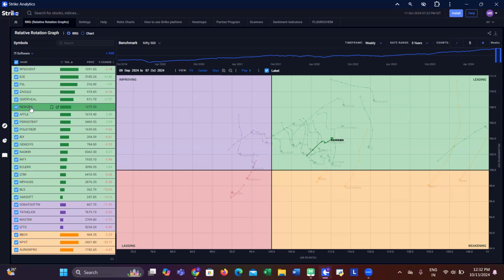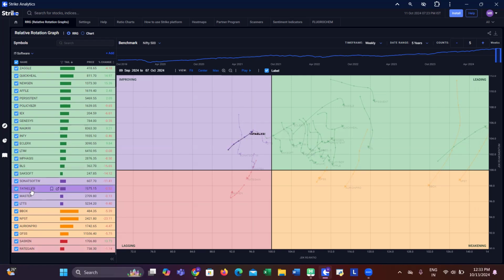Coforge, Nucleus. We spotted Nucleus a long time ago. A slight reduction in the RS momentum. Persistent is still in leading. Policy Bazaar, it went into leading, but a slight reduction in the RS momentum, not a significant one. So we'll have to keep an eye. IXL, a reduction in the RS momentum. And remember, this data is as on 7th of October. So tomorrow we will have to look at the current status, and I'll post that as well on the major indices side. LTIM, yeah, it's still in leading. Mphasis is still in leading.